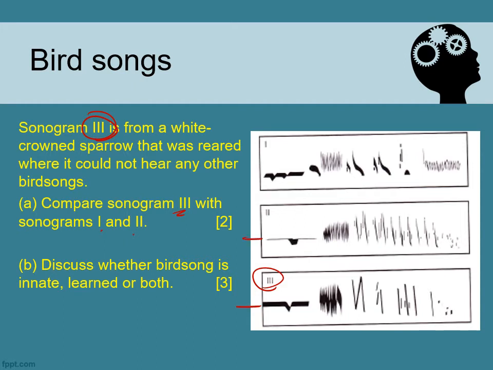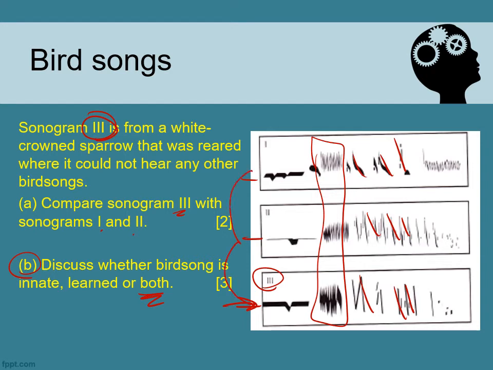They all start low. There's definitely some similarities. There is a trill here. There's a lot of ups and downs throughout all of these patterns. And so when we discuss whether birdsong is innate, learned, or both, we can say both, because there are lots of similarities in sonogram 3 to 1 and 2, but there are also some pieces that are very different. This little trill at the end, it's a very sad trill at the end.